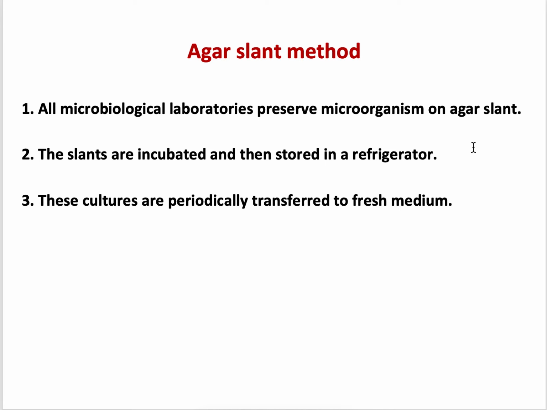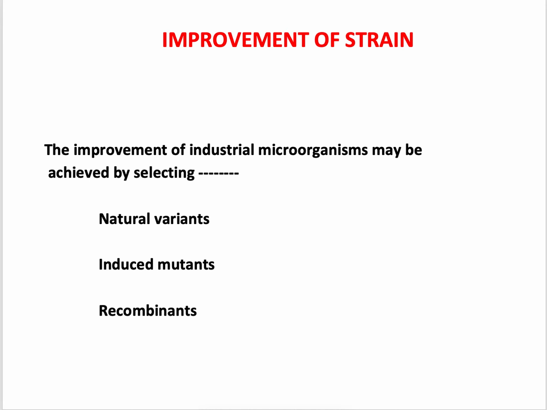However, as I already said, in this method we cannot store the cells for a very long term. We can store them for 2 to 3 weeks, so we need to periodically do subculturing. That means we transfer them into fresh media and again keep them at 4 degrees Celsius, then again transfer to new media and keep at 4 degrees Celsius. So this was about the preservation methods. In the next part of this lecture, we'll talk about the improvement of strains.